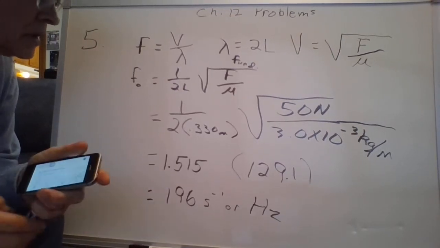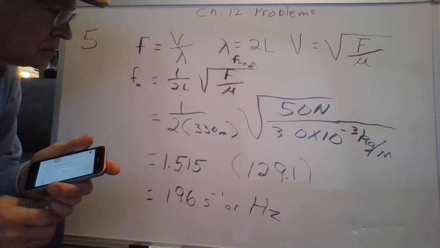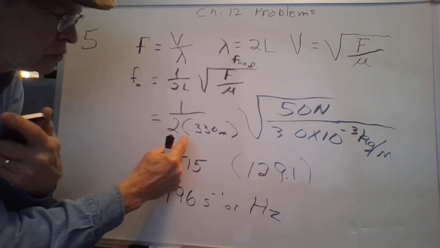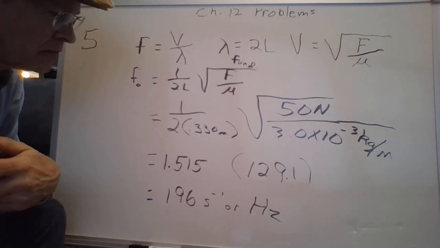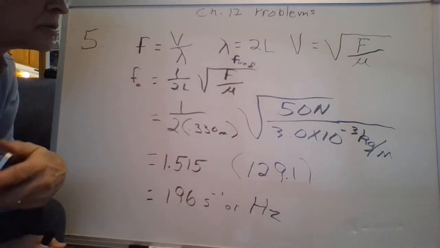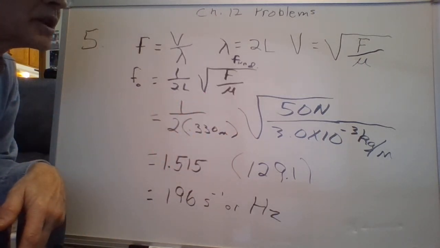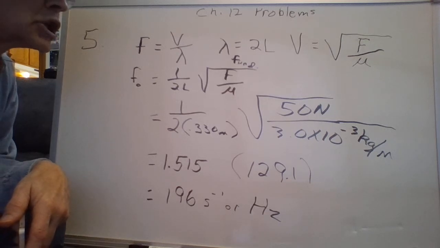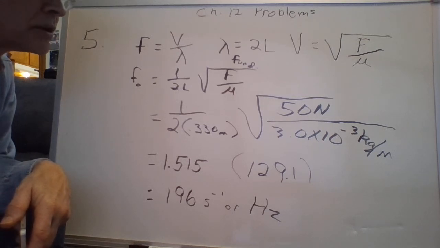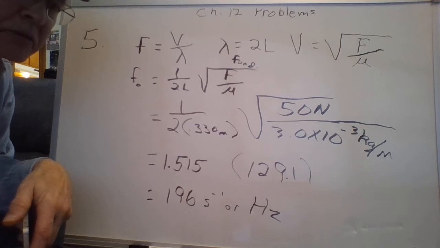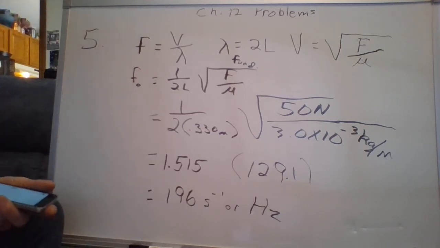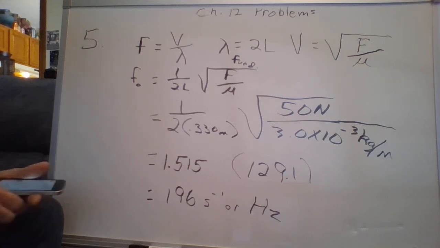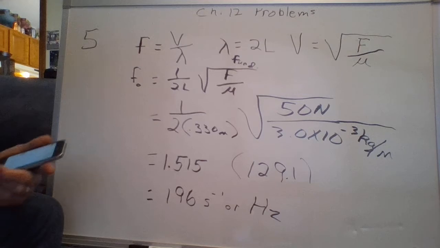Okay, this is what it looks like. 1 over 2 times 0.33. I got 1.515 repeating, and 50 newtons divided by 3 times 10 to the minus third kilogram per meter, and square rooted, 129.1. You might practice that with your calculator instead of just writing it down and see if you get 196. I suppose, can we keep 3 significant figures?